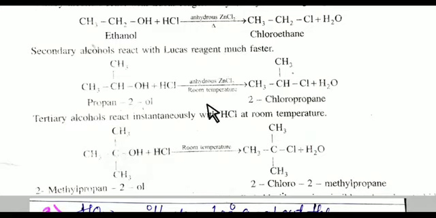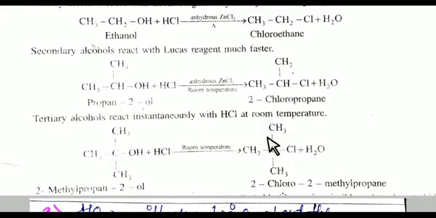In these three reactions, it is very simple. OH is replaced by a chlorine atom, and OH reacts with hydrogen to form a water molecule. These three reactions are similar, only the replacement of the OH group is carried out by a chlorine atom.